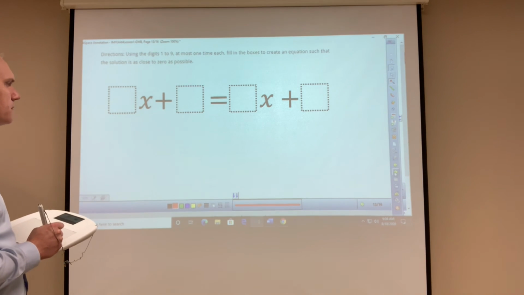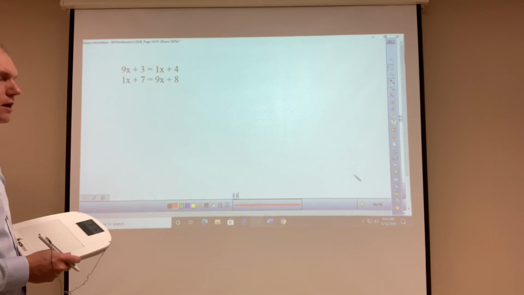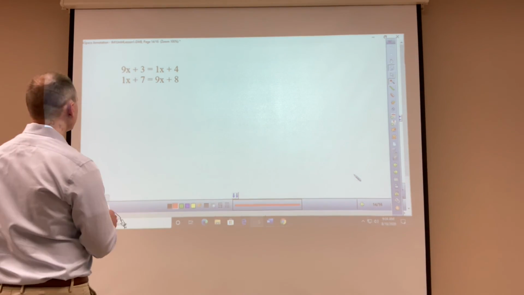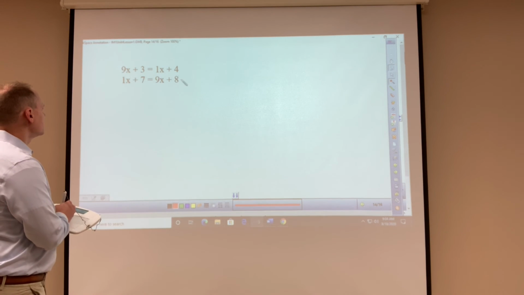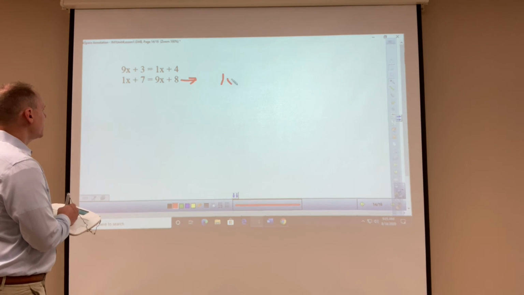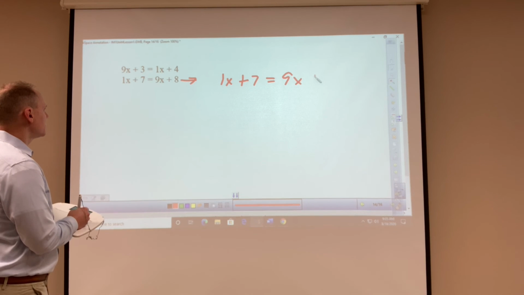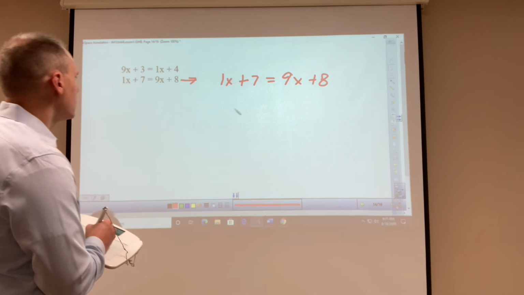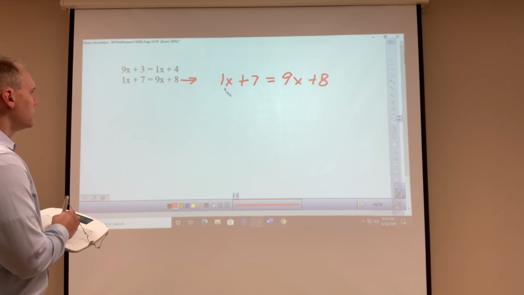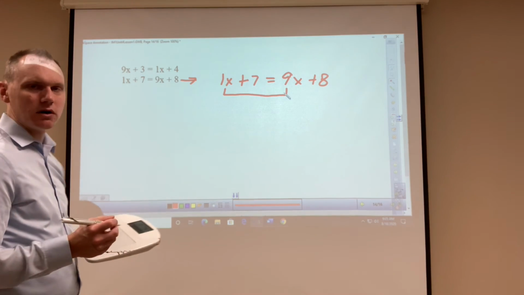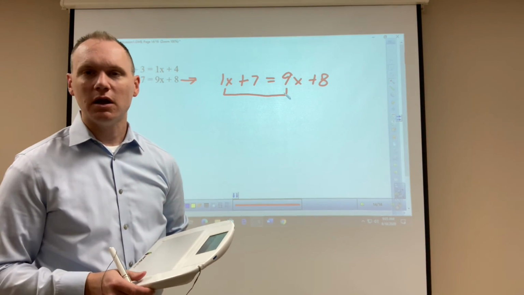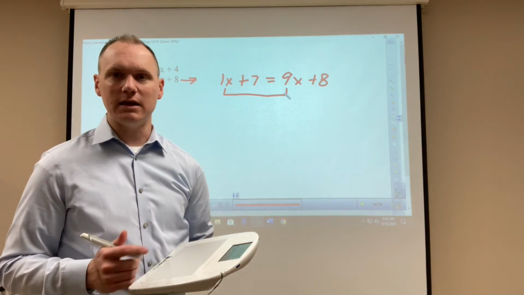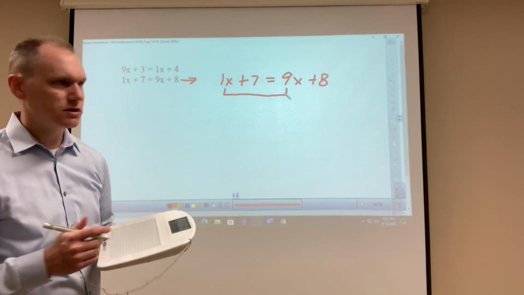Okay, so let's see what actually is the closest we can get. All right, so here's our 2 examples. Let's do this bottom one here. So we have 1x plus 7 equals 9x plus 8. If you notice here, the distance between our coefficients of our x's is as much as we can possibly do, right? The distance between 1 and 9 is 8. And we wanted to create the largest gap there.